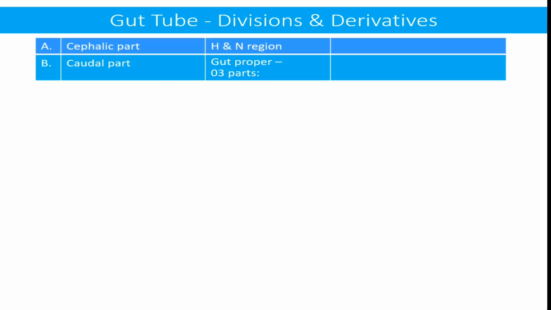Now let us tabulate the gut tube divisions and derivatives. As earlier said, the gut tube is divided into two parts, cephalic and caudal, by the appearance of the lung bud. The cephalic part develops as the head and neck region, whereas the caudal part is named as gut tube proper and is divided into three parts depending on the blood supply of each part.